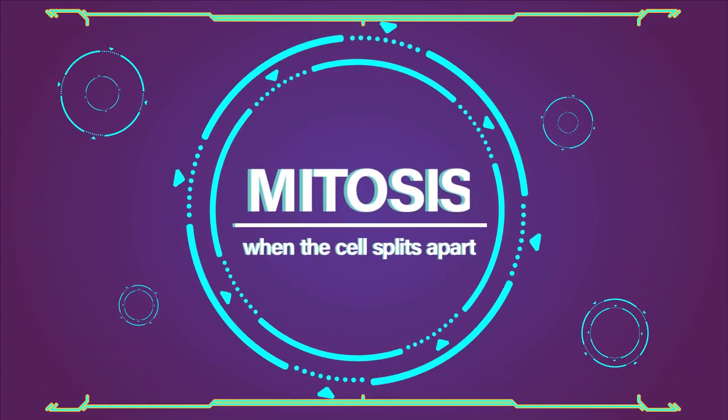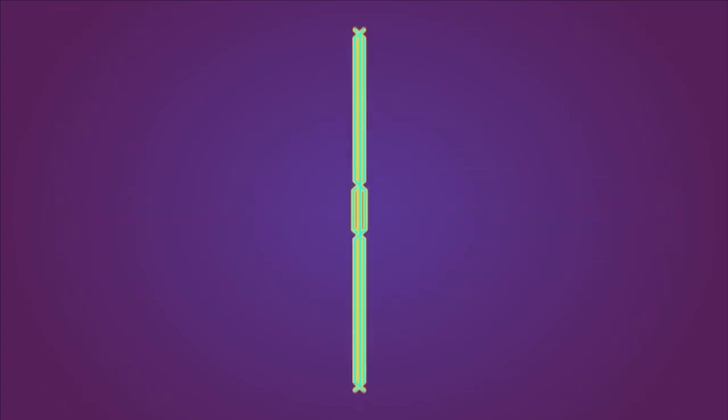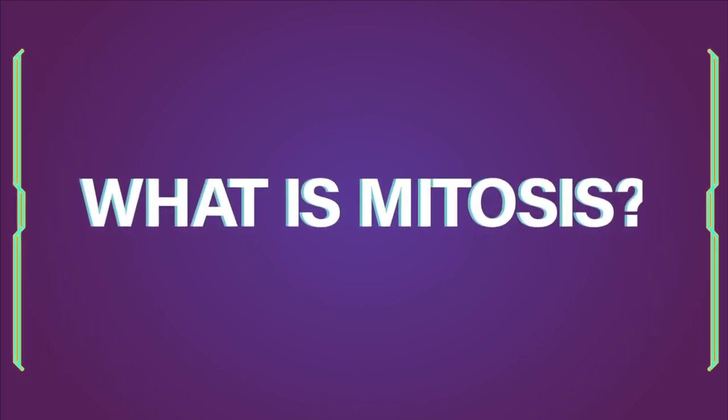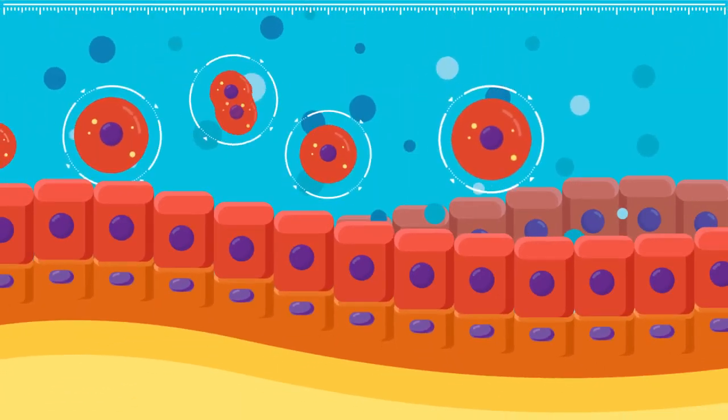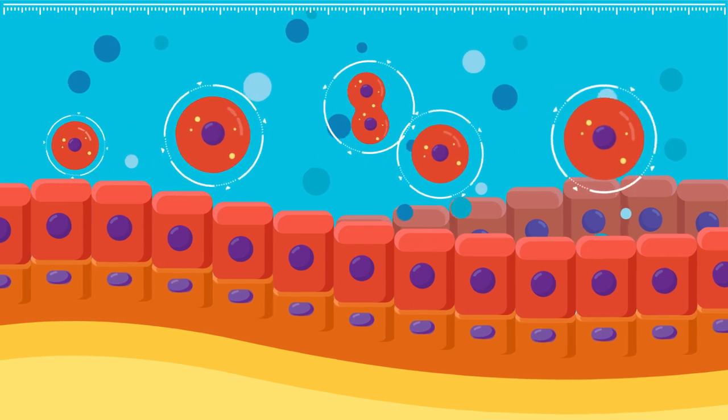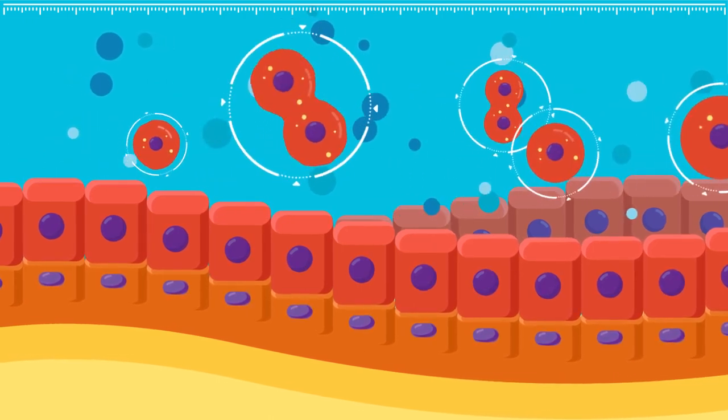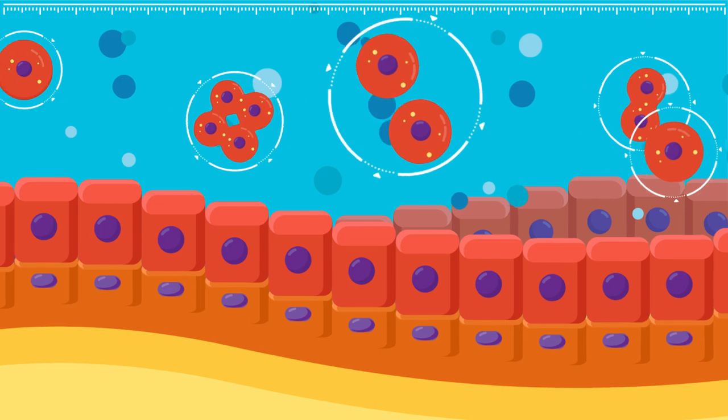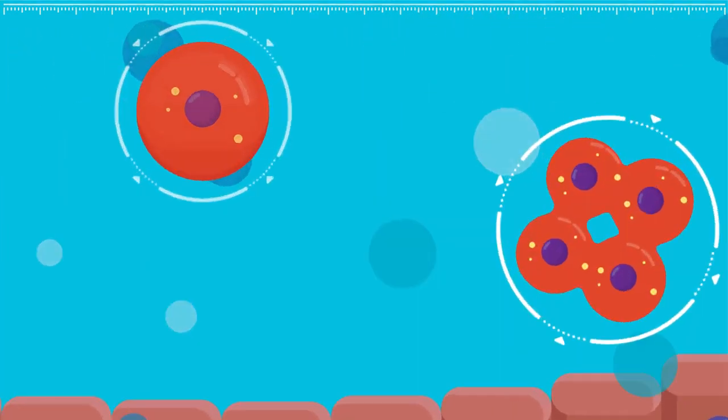Mitosis, when the cell splits apart. What is mitosis? Eventually, cells need to duplicate. There are two main methods of replication, mitosis and meiosis. This tutorial will talk about mitosis.